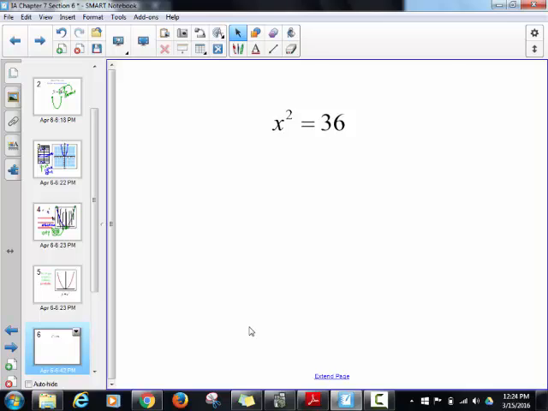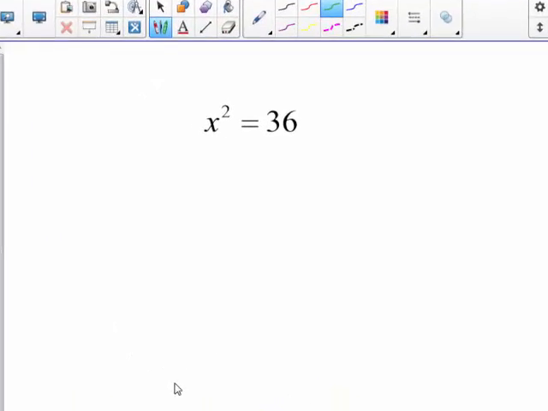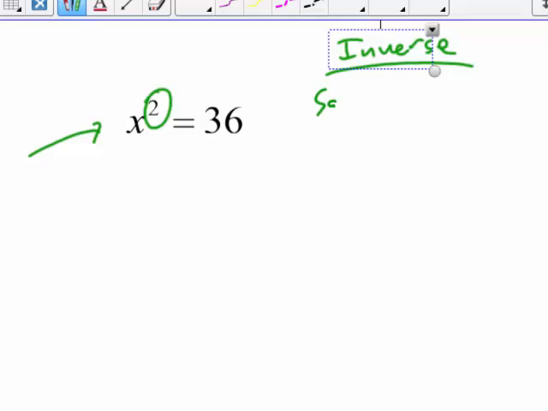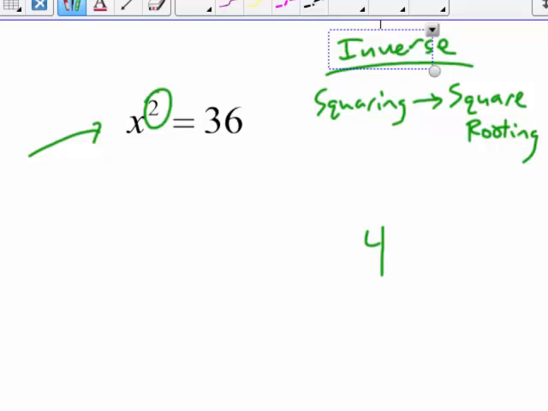Okay, so let's think about the solution for this guy. x squared equals 36. If I do this algebraically, remember we always do the inverse of what's being done. We're trying to get the x by itself, so I have to think, what's the inverse of squaring? The inverse of adding is subtracting, the inverse of multiplying is dividing. The inverse of squaring would be square rooting, because if I took the number 4 and squared it, I'd get 16. So if I wanted to go back to 4, I would have to square root 16. So those guys are inverses.